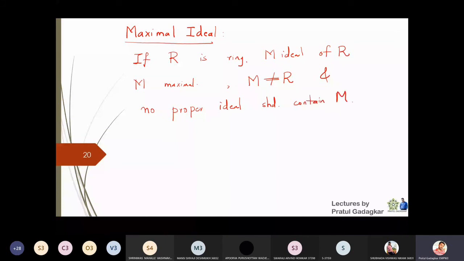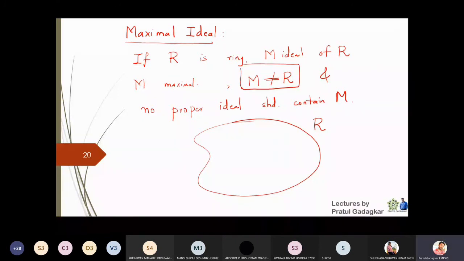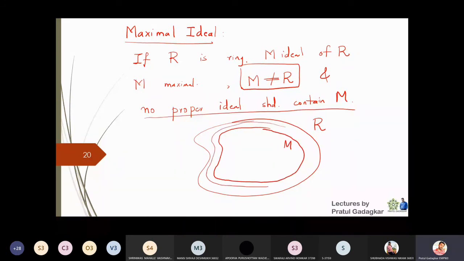If I show this simple picture, you'll immediately understand. So this is the ring R. First of all, M should not be equal to R, so M should be contained inside. It's an ideal, so it should be inside R. And you should not be able to find an ideal which is larger than M. It means all ideals must be inside this particular M. Okay, the zero ideal is always there, right?